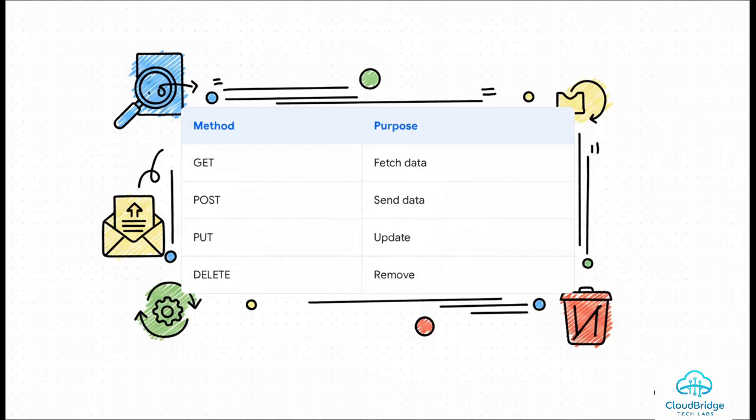A POST request is used to send new data up to the server, like when you submit a login form. PUT is for when you need to update existing data. And DELETE? Well, that one's pretty self-explanatory. It's used to remove data from the server. Mastering these four actions is essentially mastering the core grammar of the web.